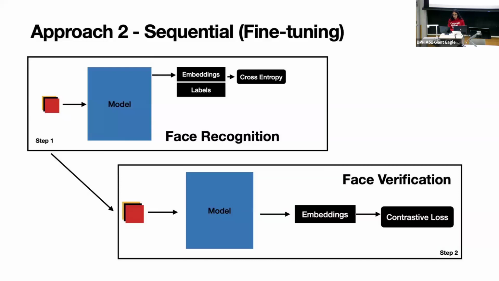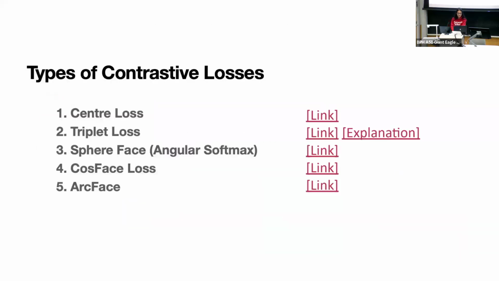And this two-step process allows the model to first learn to classify faces and then to refine embeddings for better verification performance. So let's move to the types of contrastive losses. These are some of the types of contrastive losses, which we'll discuss a little bit. I suggest you go back, do your own research about it, read about it, and here are the links also for them if you want to refer to.